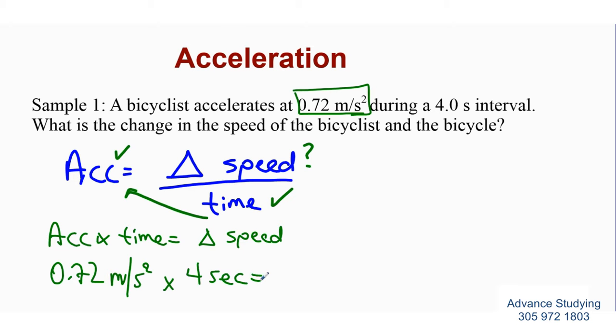Place the video on pause and see if you could do this calculation. 2.88 meters per second is the answer. If you got 2.88 as the change in the speed in 4 seconds, that is the right answer. Notice that the question is given to me in meters per second squared. Therefore, the answer must also be in meters per second. The square went away. I am looking for a speed, and a speed, of course, is a distance over a certain time.